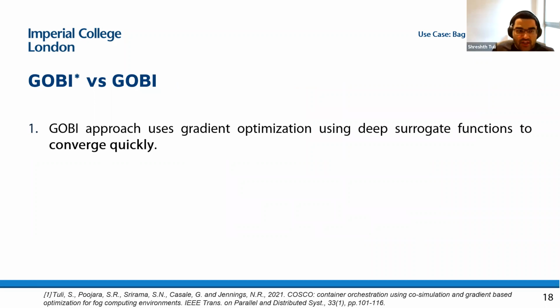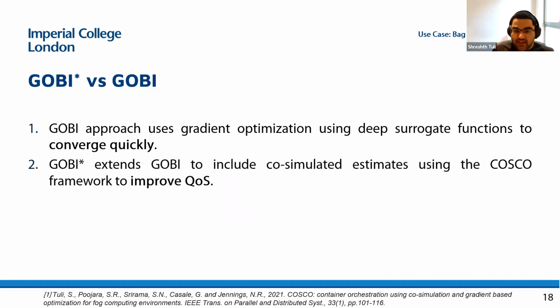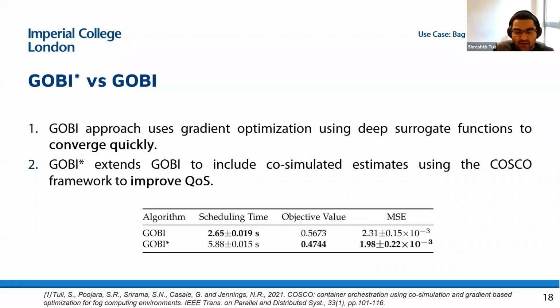So we have two schedulers, namely Gobi, which is based on gradient optimization using neural networks as a surrogate function. And then we extend the Gobi model to add these QoS estimates from a co-simulator to further improve its objective scores. And just to corroborate the claim, Gobi star indeed gives a lower objective value compared to Gobi, although it has slightly higher scheduling time, which makes Gobi more suitable for resource constrained servers, but Gobi star more suitable for settings where QoS is critical.